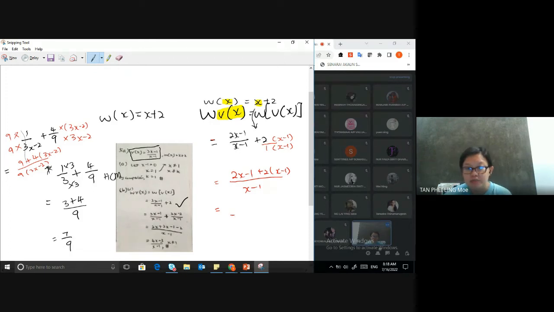Okay, let's move on here. x minus 1. Okay, now you can expand. 2x minus 1 plus 2x minus 2. So 2x plus 2x, 4x, minus 1, minus 2, minus 3. Is that okay? I repeat: 2x plus 2x, minus 1, minus 2, then minus 3, and then x minus 1.